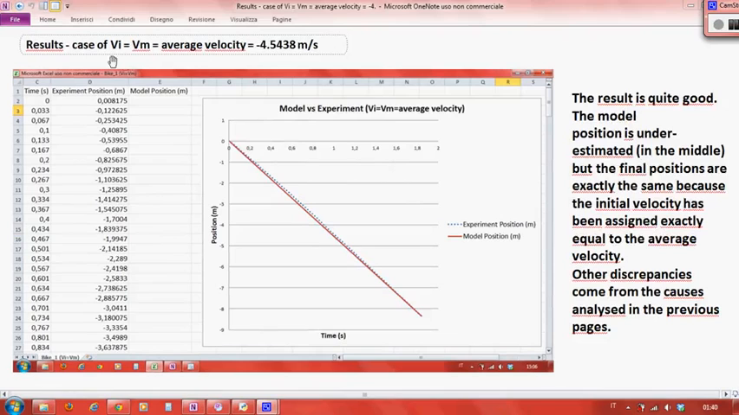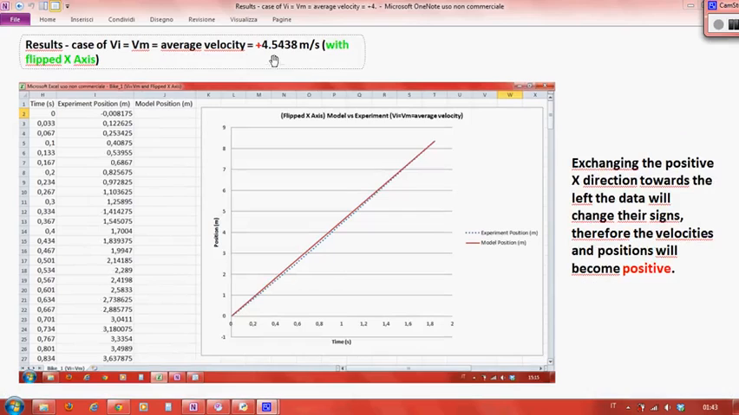This is the result using the initial velocity equal to the average velocity. We can see that the discrepancies at the end of the experiment disappeared. There are still a few discrepancies in the middle of the experiment. Those discrepancies should come from the three causes discussed in the previous pages, and they should not come from the initial velocity value.